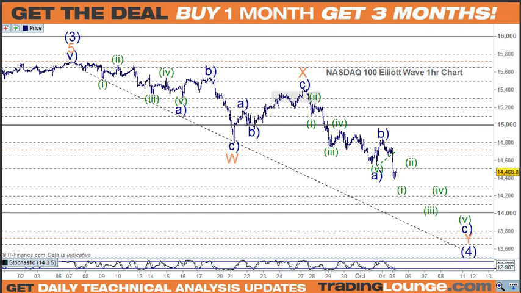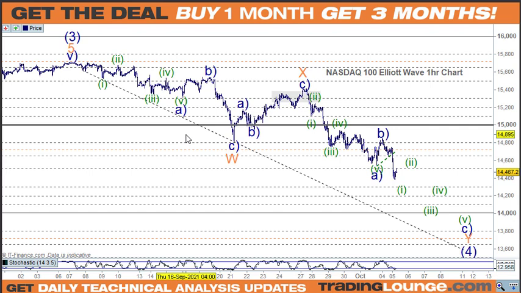And I want to start with the NASDAQ. I think it's a good idea before we do the stocks because most of the stocks, not all of them, but many of them, are doing this pattern or something very similar to this. Now, the thing is that we're going from wave 3 here down to wave 4.